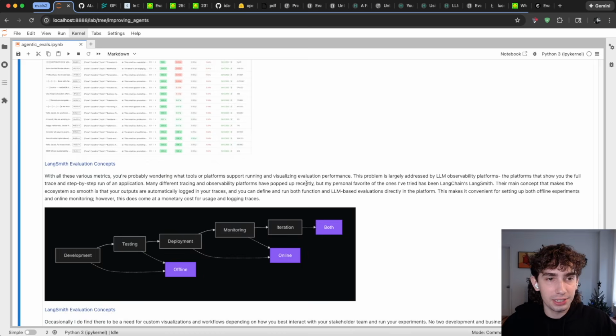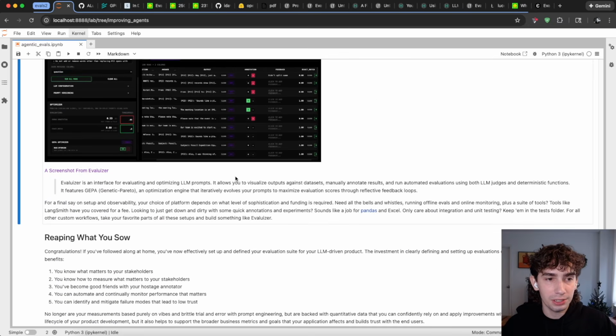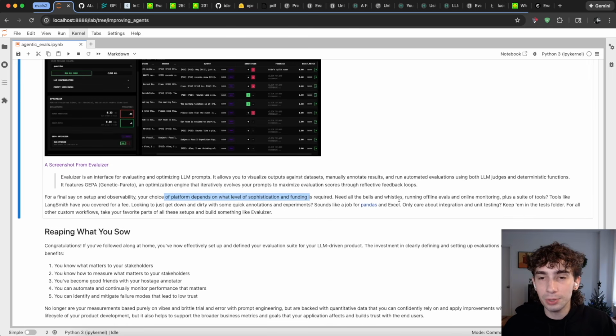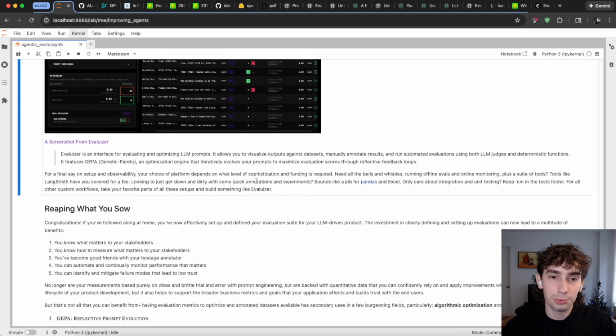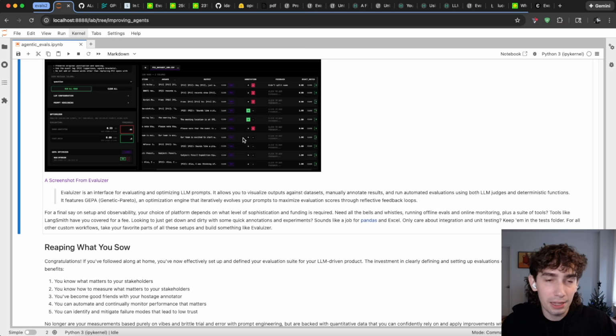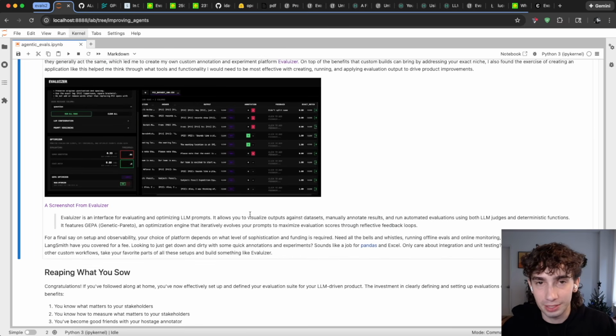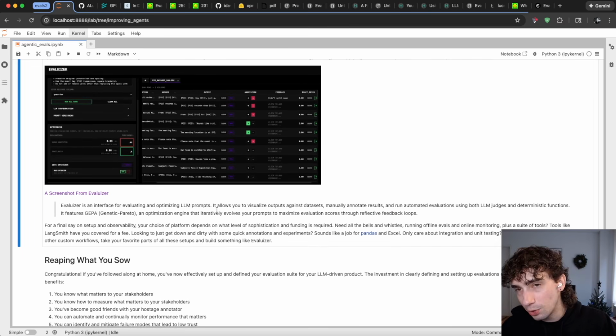But to cap off on the observability and actual implementation of this, I would say your choice of platform depends on what level of sophistication and how many dollars you're willing to spend. So if you need all the bells and whistles, running offline and online evaluations with monitoring, plus all sorts of other features, things like Langsmith have you covered for a fee. If you're looking to just get straight results with quick annotations and experiments, maybe you can just use pandas and Excel. Nothing ever wrong with that. Or if you need something custom, you may want to check out my platform or build something similar to Evaluizer. Whatever your choice, there's no wrong answer here. It just depends on what works best for your style.